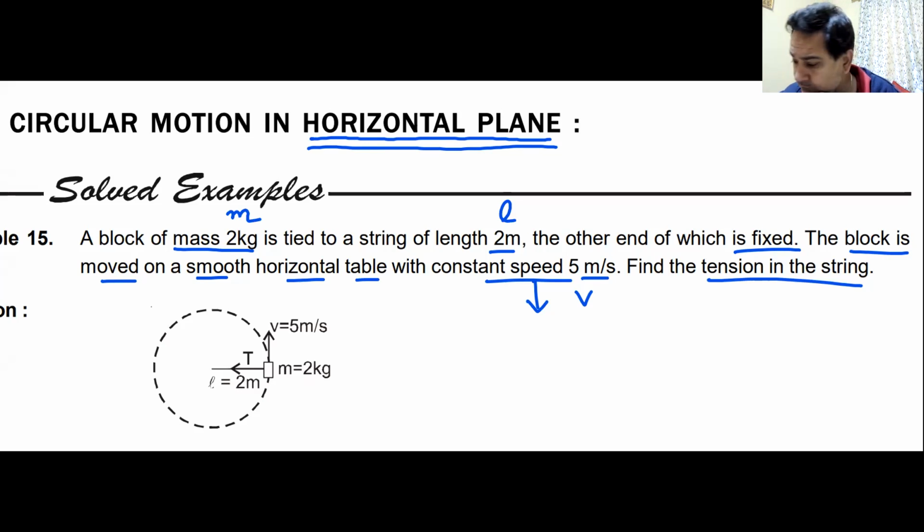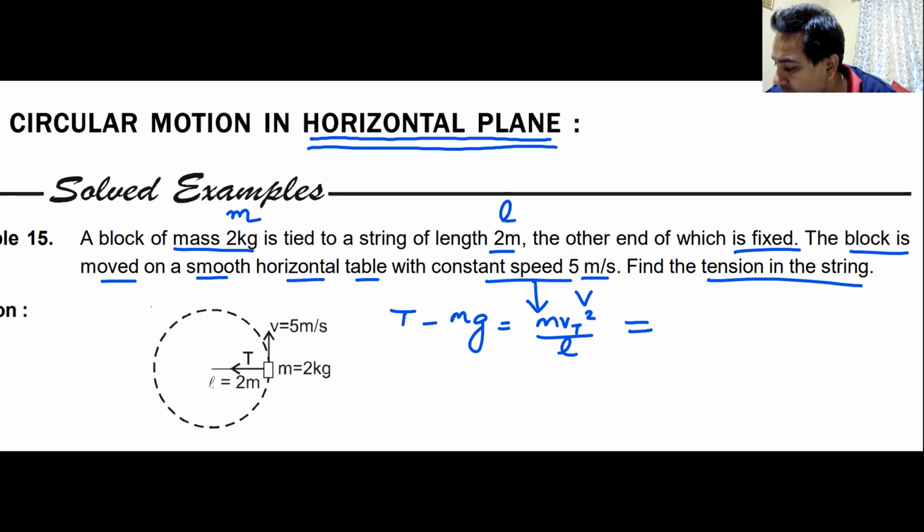T minus mg is equal to m into vt square by L. So I'll just write what you're saying. T minus mg is equal to mvt square by L. So my T becomes mvt square by L plus mg. Is this what you are saying, bacha?